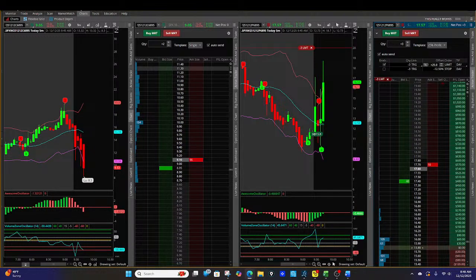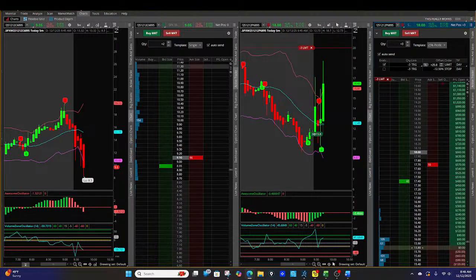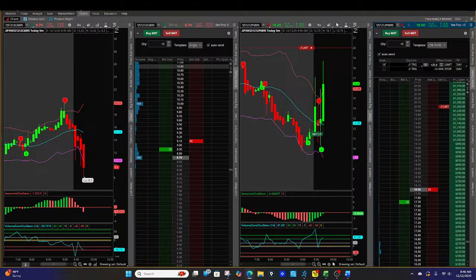Okay, right now we are at 660, so we're half the way there. And this is trading 0DTE SPX options.